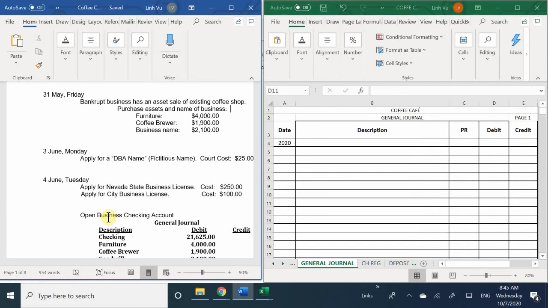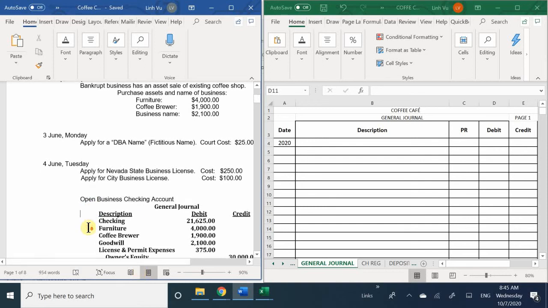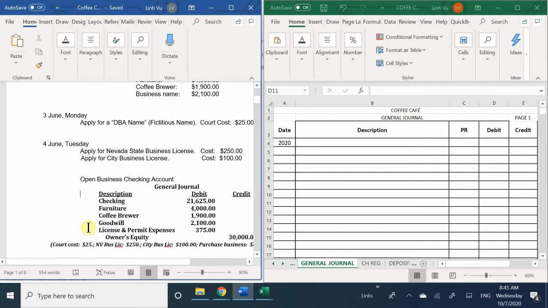But luckily, on that very same day, I decided to open a business checking account. Yay! With that being said, now I can properly record all the transactions that occurred prior to my business being opened in the bank account.